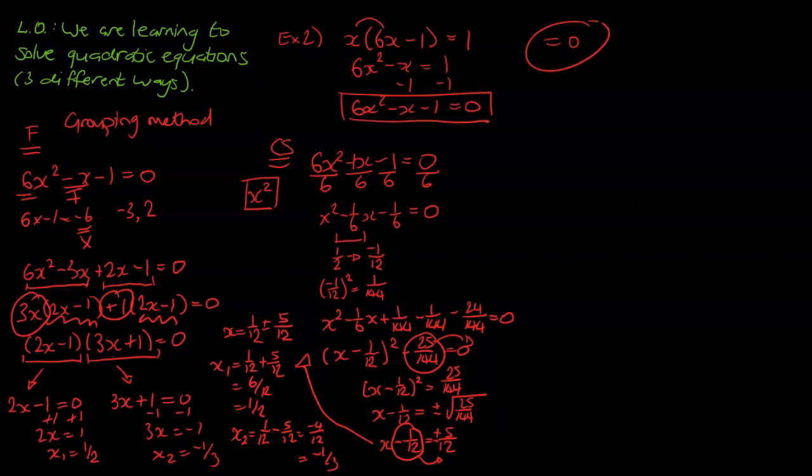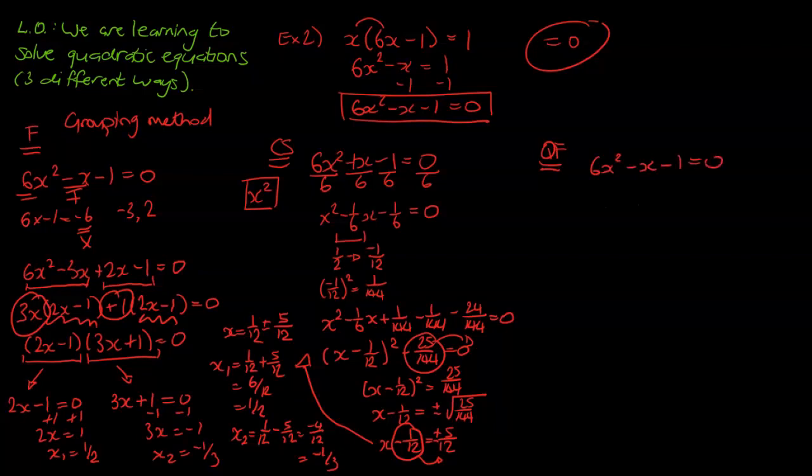As soon as you see that number 6 in front of the x squared, you probably should be looking to use the quadratic formula. So we'll call it QF. And don't forget your calculators can help you with these. It does mean you can avoid the grouping method. It does mean you can avoid the nasty completing the square as well. So let's jot down our equation. So we've got 6x squared and we've got minus x minus 1 is equal to 0.